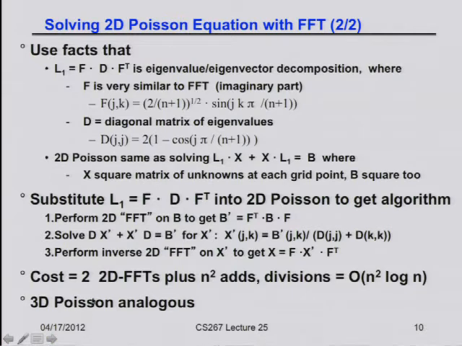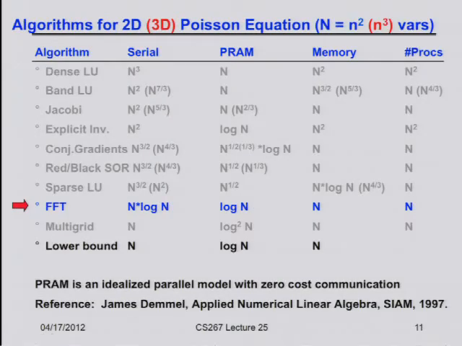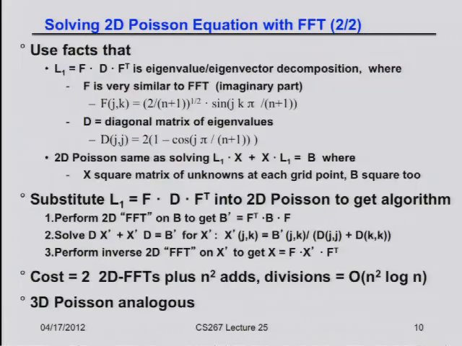And 3D is analogous, but I won't try to write down all the algebra. It's the same idea. You do 3D FFTs, get a diagonal system, then do a 3D FFT. Are there any questions about this? This is all I'm going to say about Poisson, and I'm just going to concentrate on how you do the FFT now.